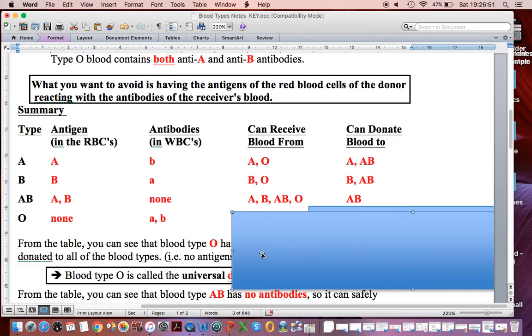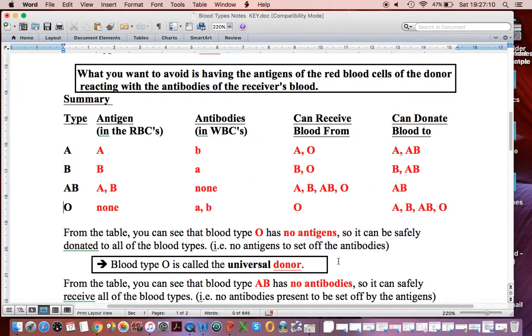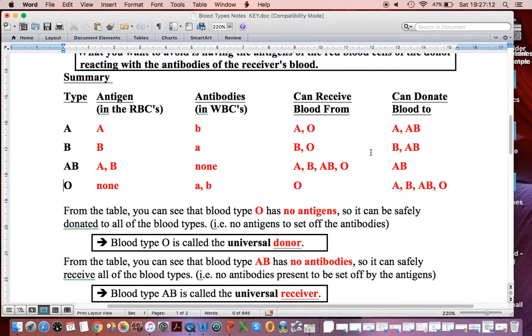And now we do type O. Type O can only receive blood from type O. All these antigens here would clump together with antibodies. But type O can be donated to every blood type because it has no antigens to trigger a response. So that's what we're going to get in our final chart.